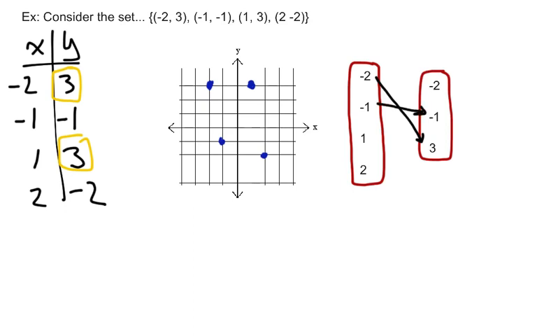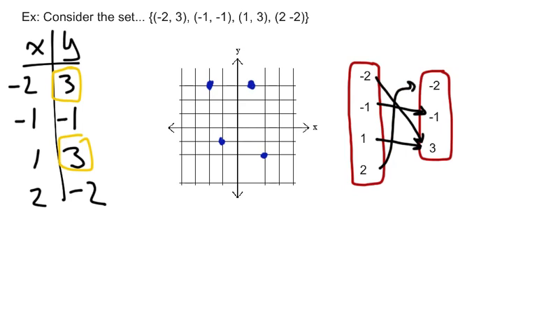In this third ordered pair, -1 is paired with 3, so that's how we deal with that 3 popping up again: we draw an arrow from -1 over to 3 again. Now we can see that those two different x values are both being related to that 3. And then lastly, 2 is related to -2.